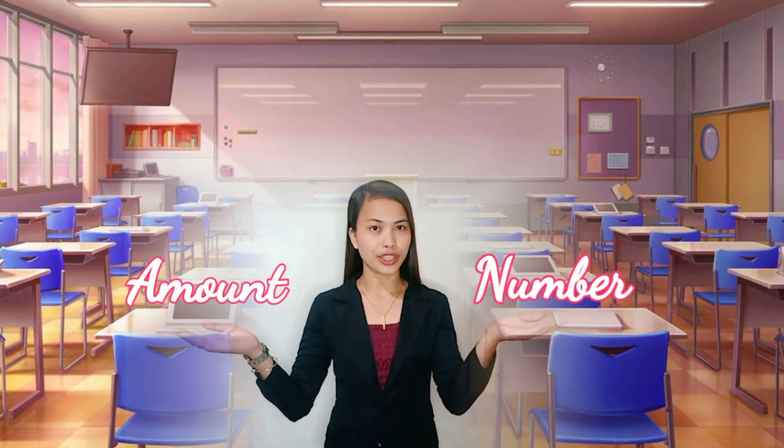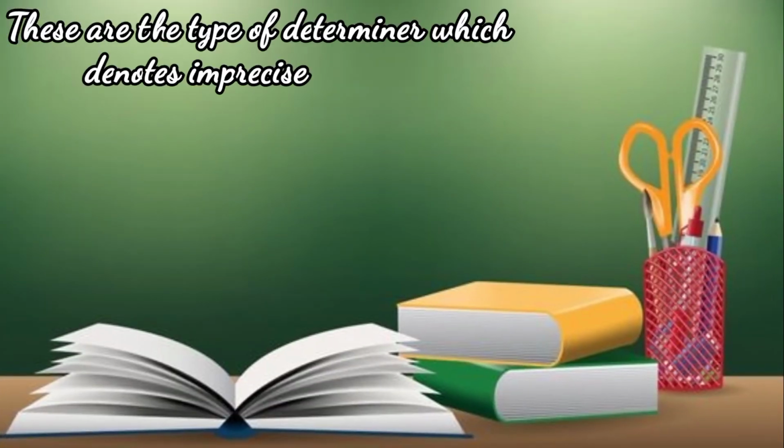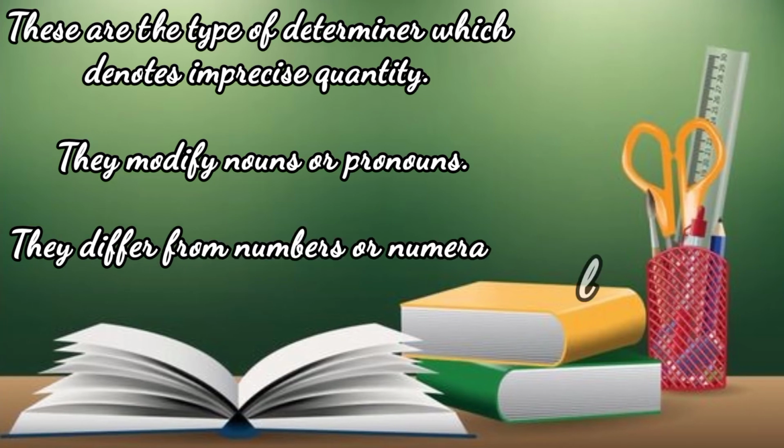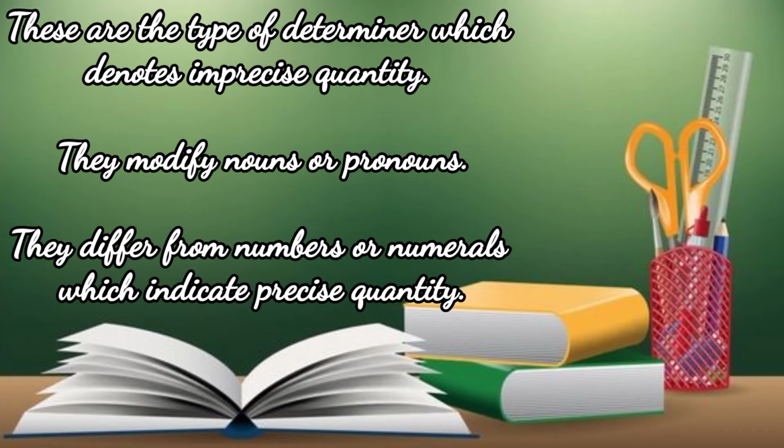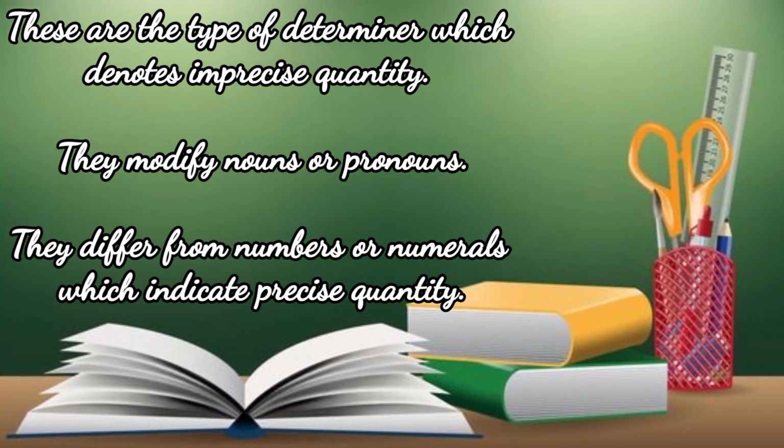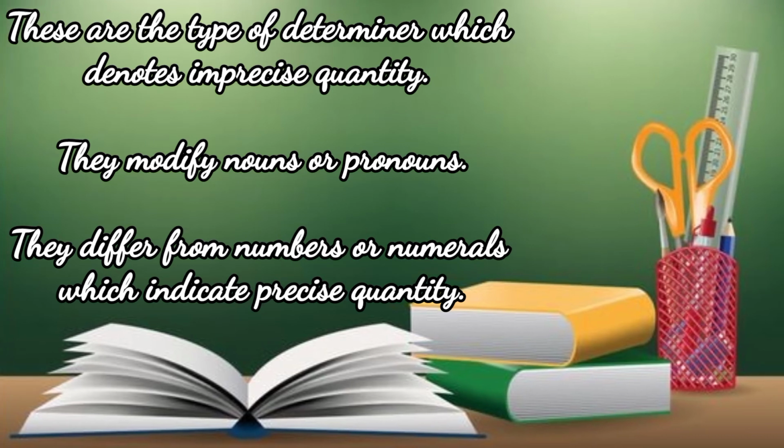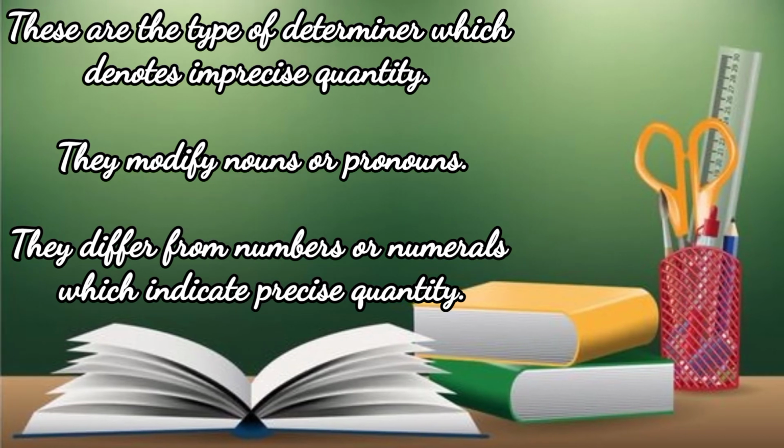Now, what do you mean by quantifiers? When we say quantifiers in English grammar, it is a word that indicates the number and the amount being referred to. Otherwise, these are a type of determiner which denotes imprecise quantity. They modify nouns or pronouns. They differ from numbers or numerals, which indicate precise quantity.